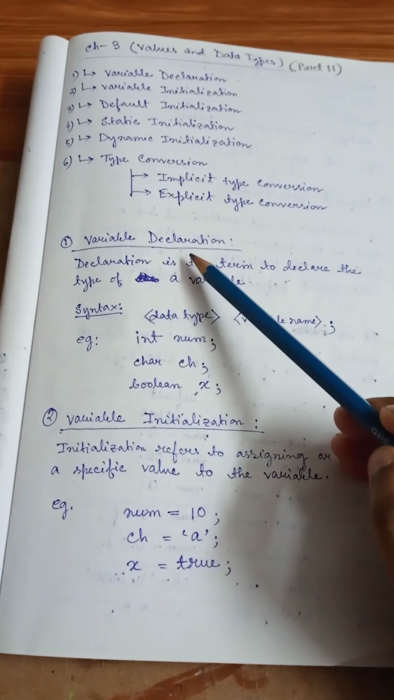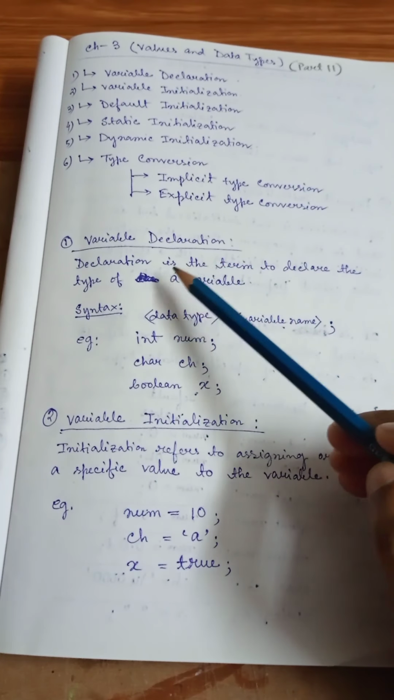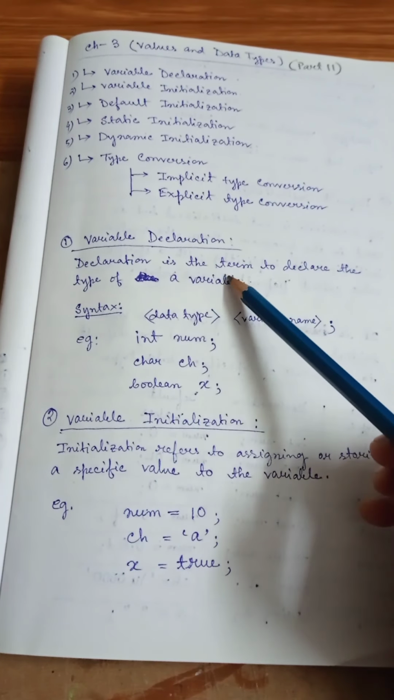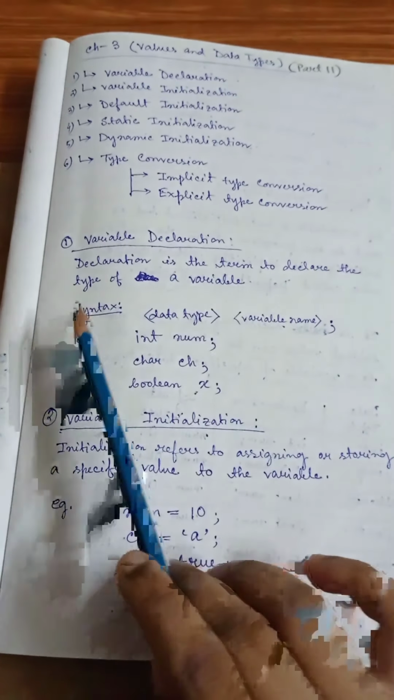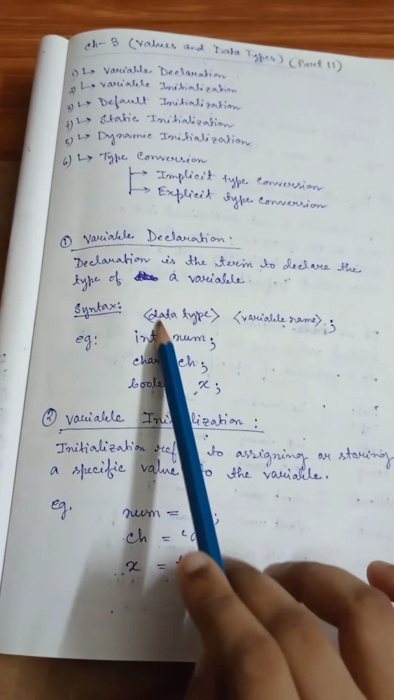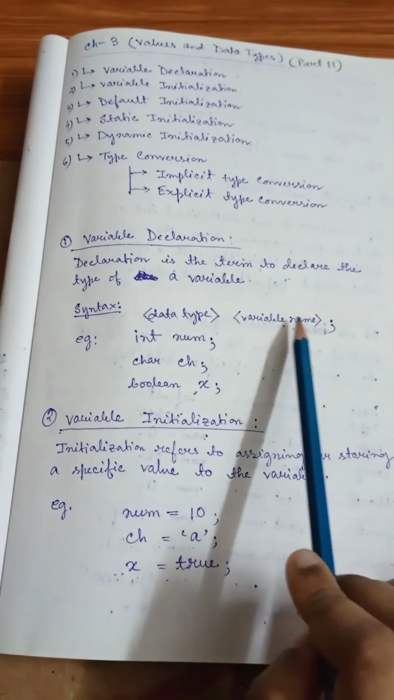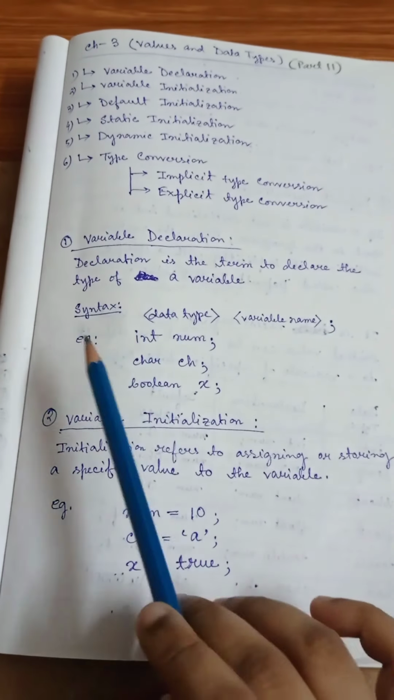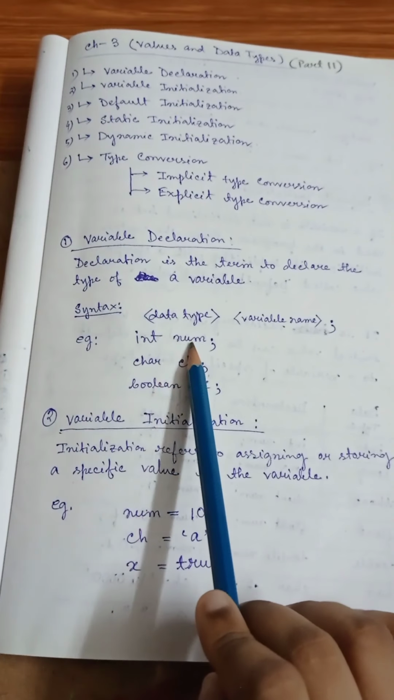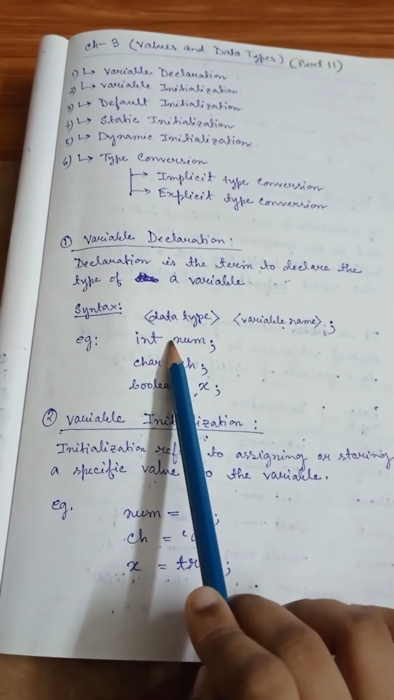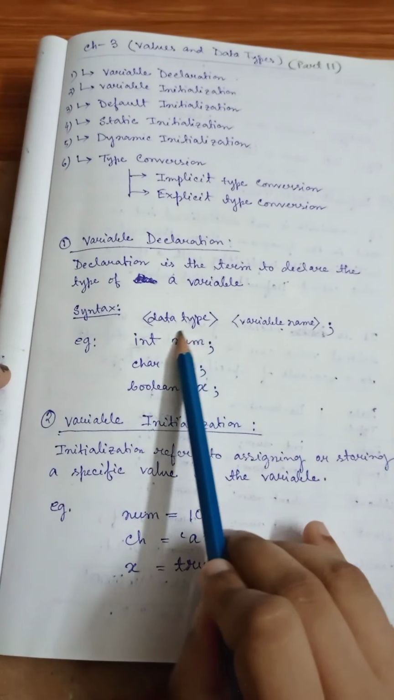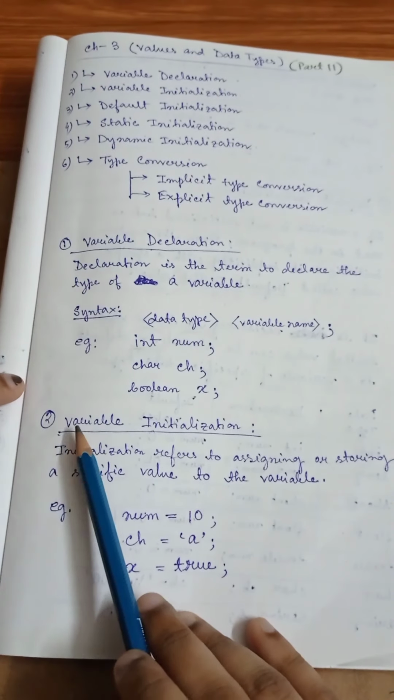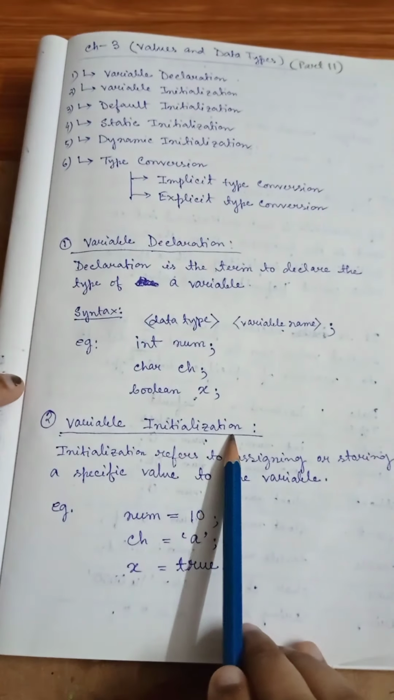So the first topic is variable declaration. Declaration is the term to declare the type of a variable. Syntax is data type, then variable name, then semicolon. So here is an example, int num. Here int is a data type and num is the variable name.